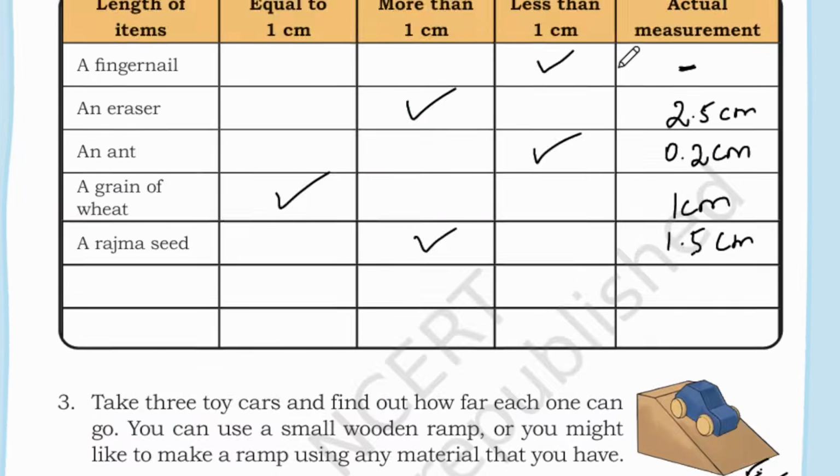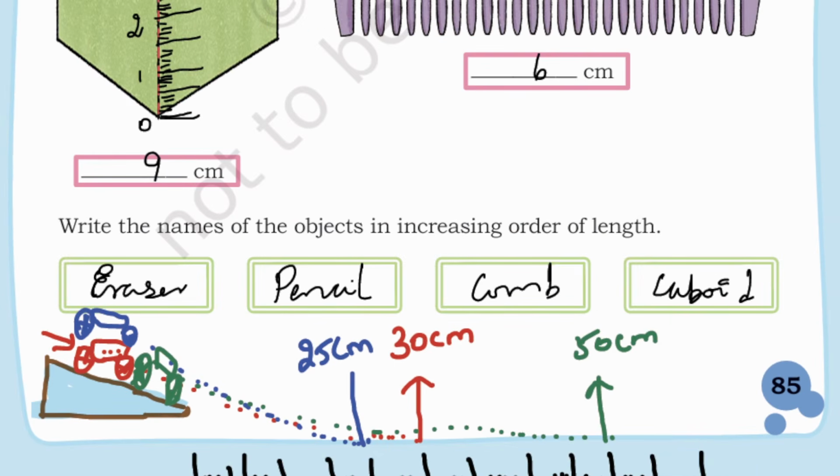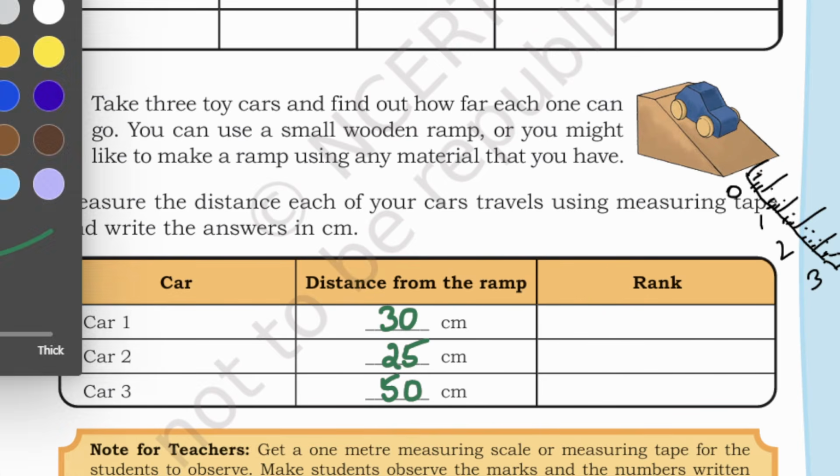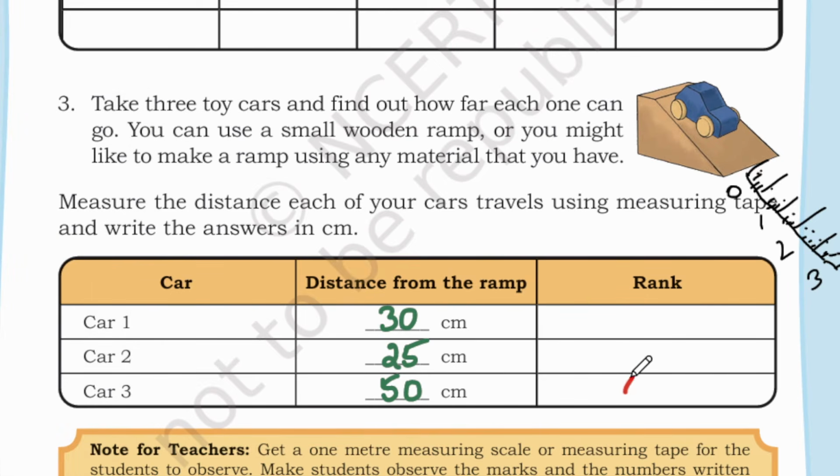So who won the game now? Green was first place. First rank, I'll do it in red. Second rank is car 2 and car 3 is third rank. Okay.